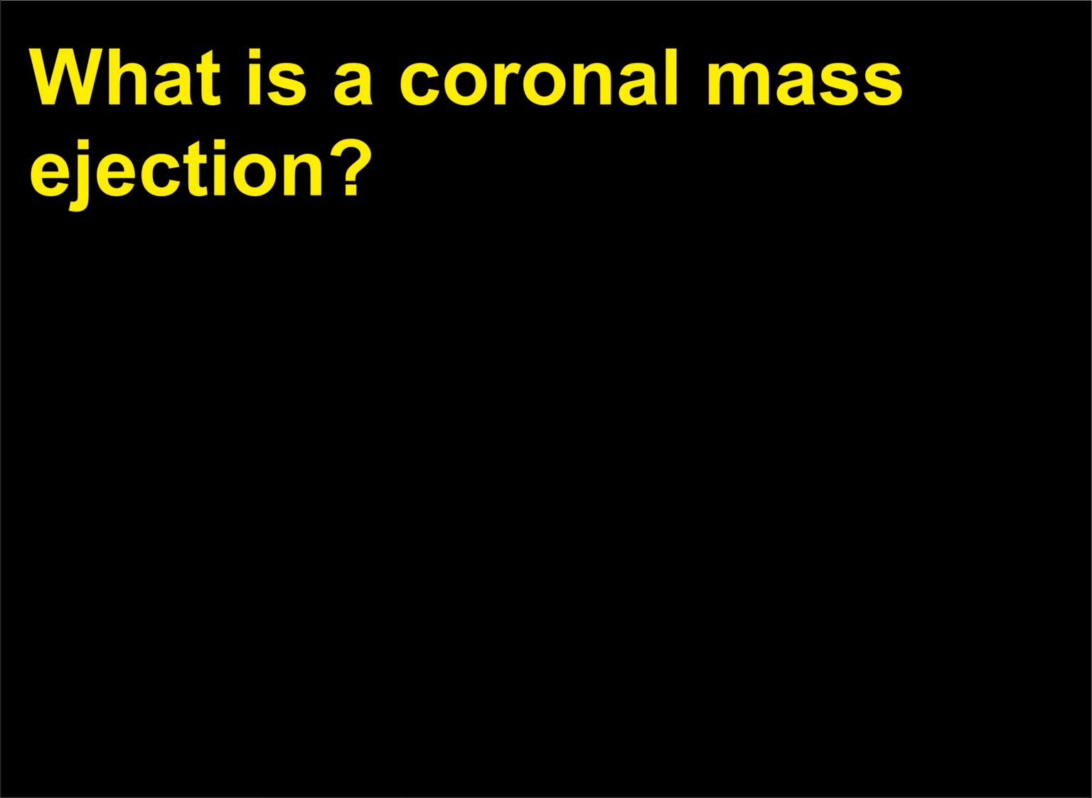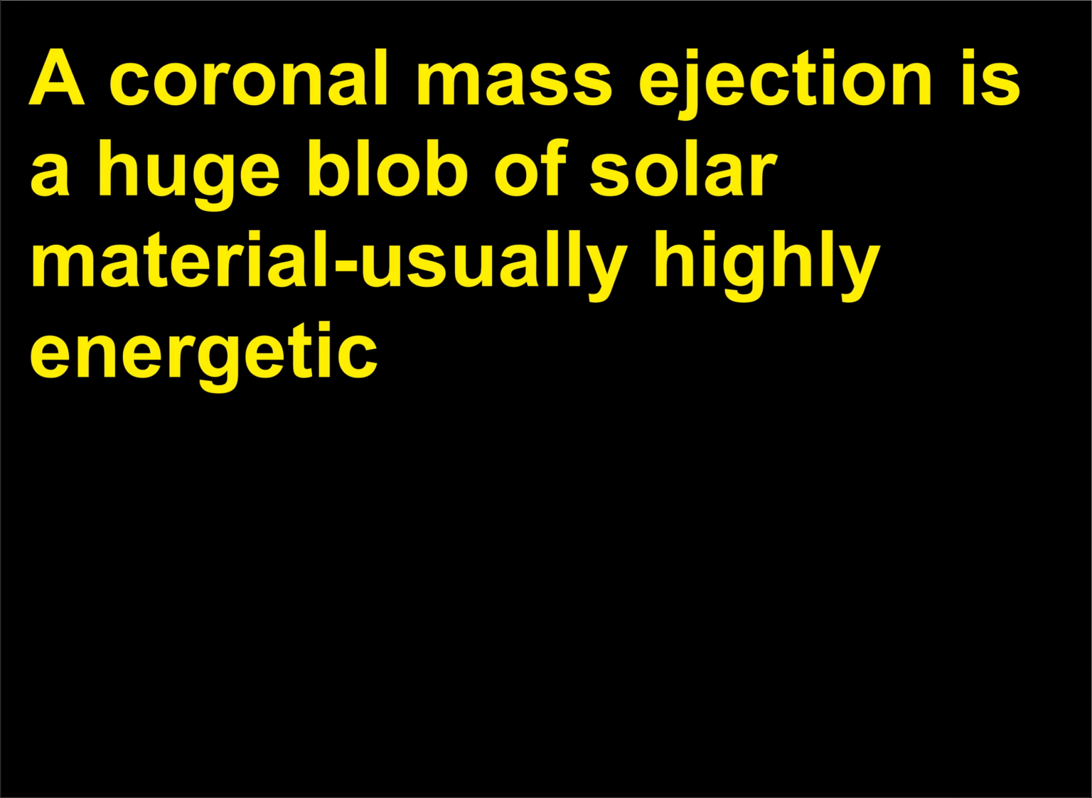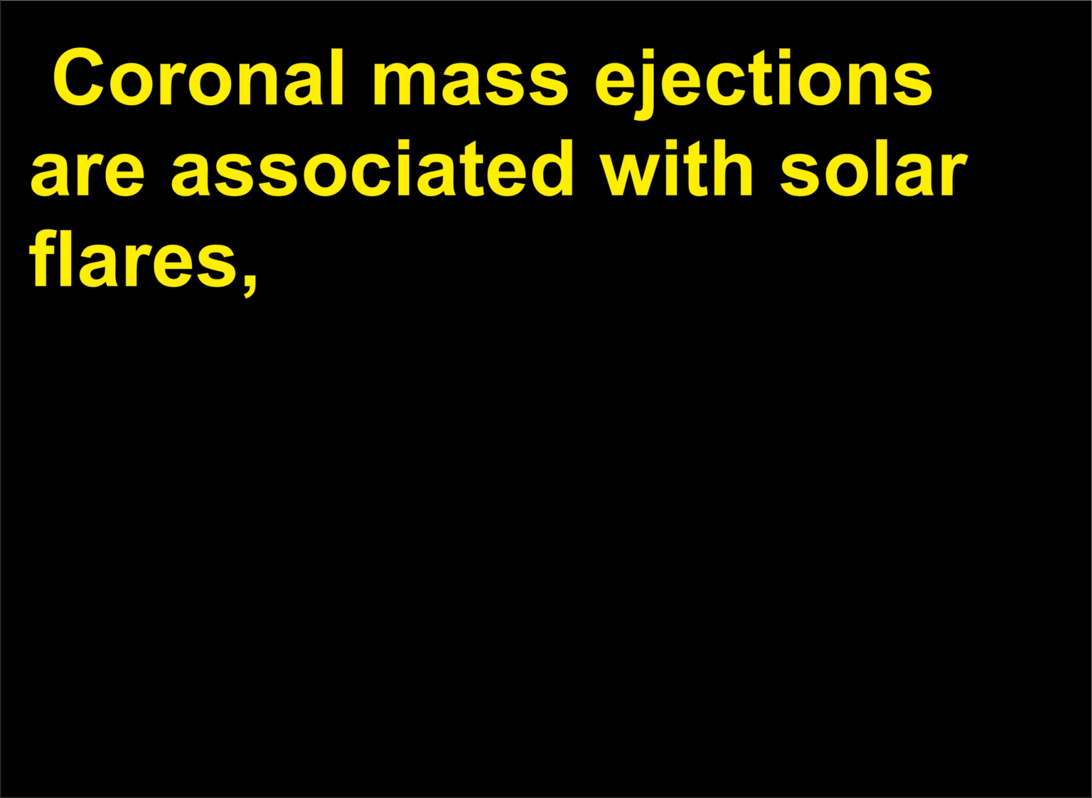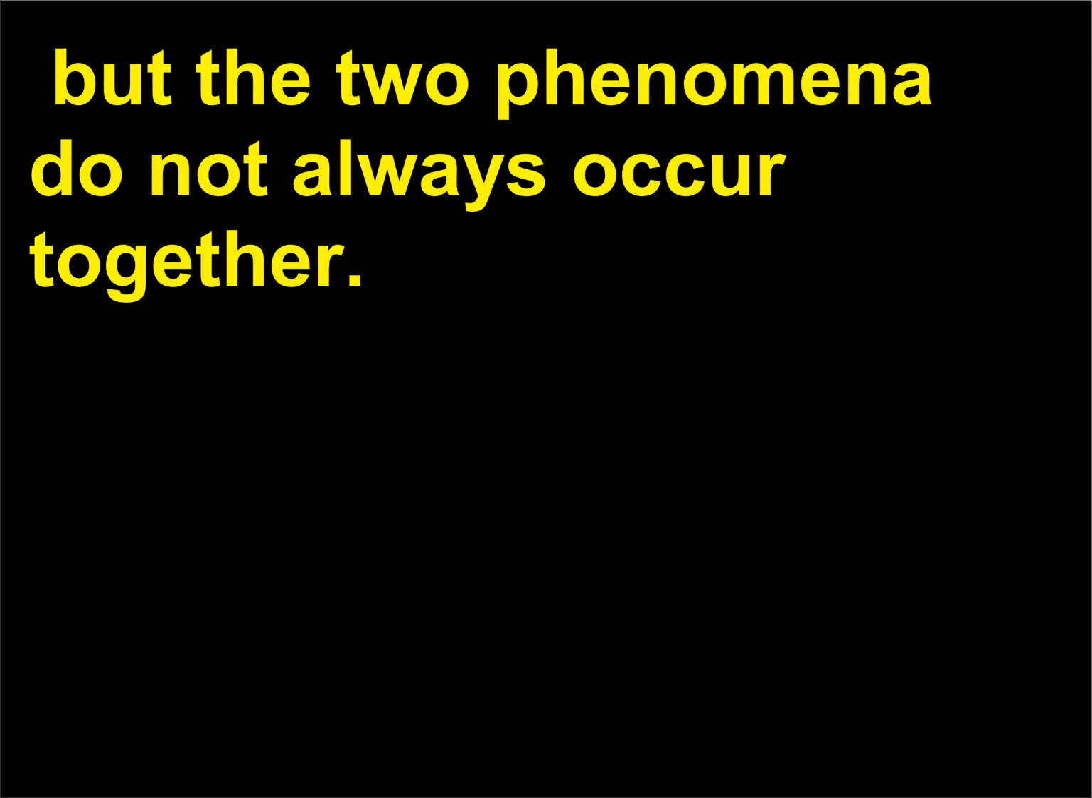What is a coronal mass ejection? A coronal mass ejection is a huge blob of solar material, usually highly energetic plasma that is thrown outward into space in a huge solar surface explosion. Coronal mass ejections are associated with solar flares. But the two phenomena do not always occur together.